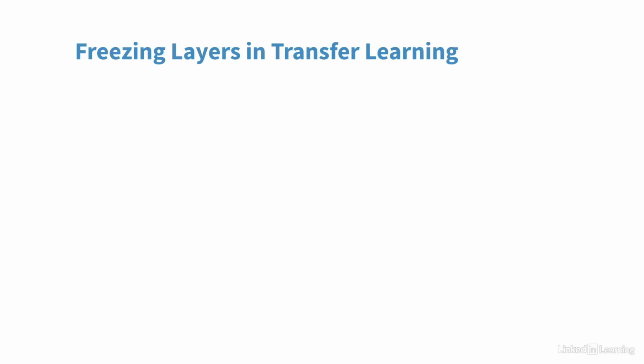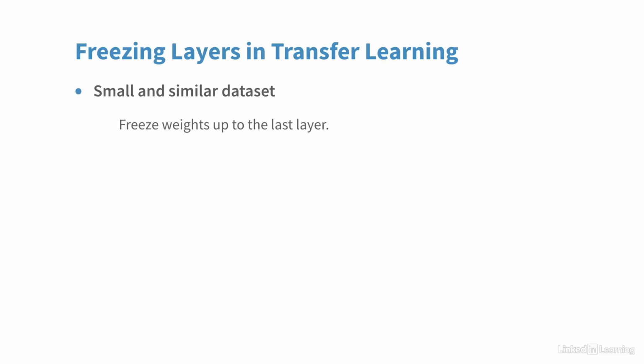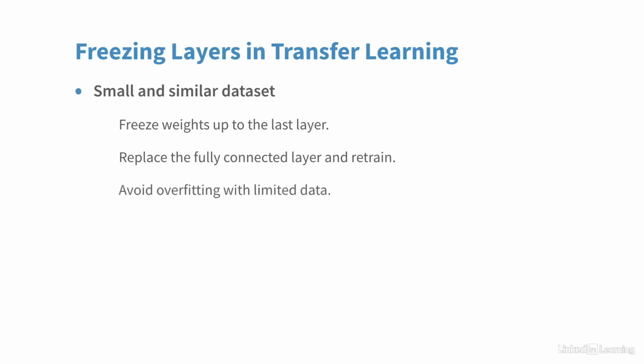The first situation is when your dataset is small and similar to the dataset that the model that you're working with was pre-trained on. When your images are similar, it's likely that low-level features like edges and high-level features like shapes will be similar. What do you do in this situation? You freeze the weights up to the last layer, then you replace the fully connected layer and retrain the model. Why? Because less data means you can overfit if you're training the entire network.